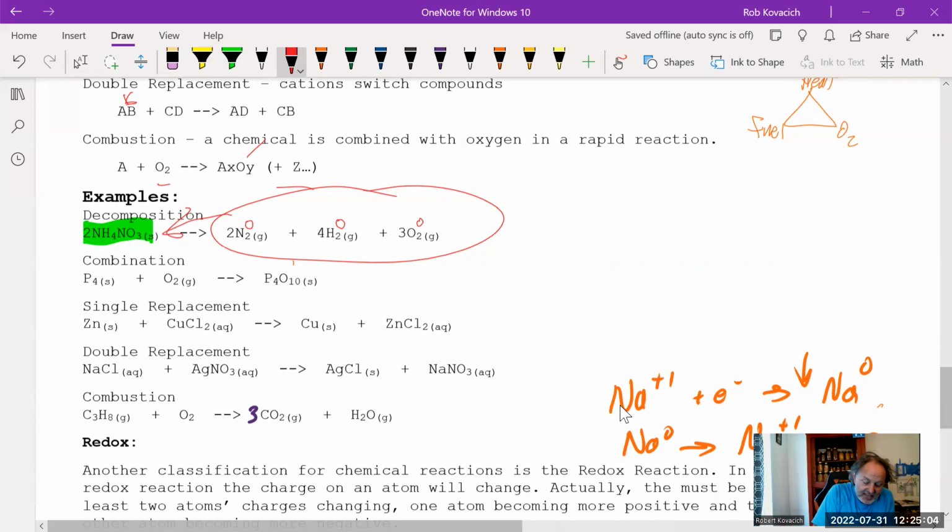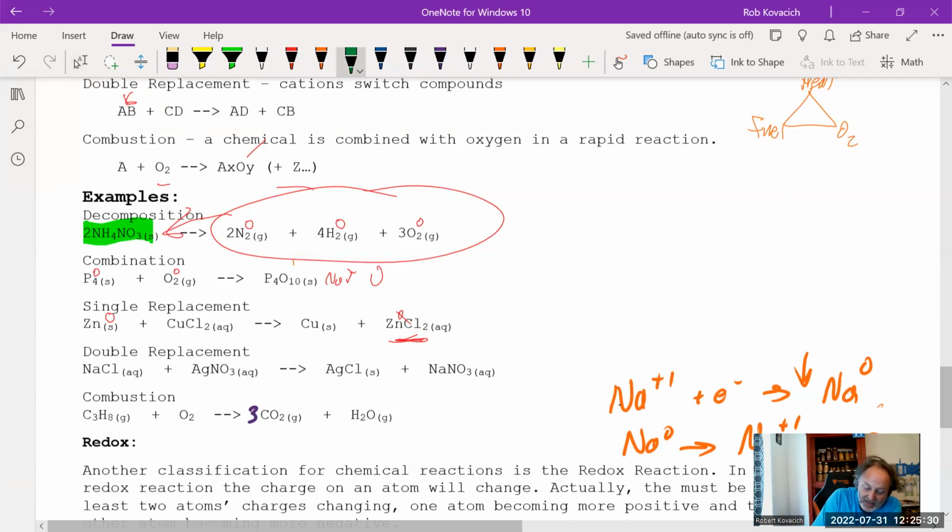This is an element in its elemental state, this phosphorus. So its charge is 0. This is oxygen. Its charge is 0. Over here, it's not 0. So I know a redox reaction occurred. This is zinc. This is metal zinc. So its charge is 0. This is zinc inside of a compound. So its charge is not 0. So I know this is also a redox reaction.